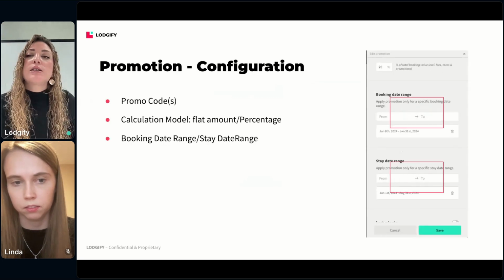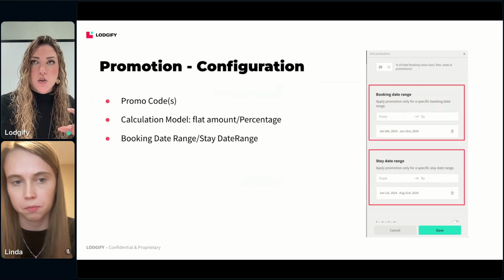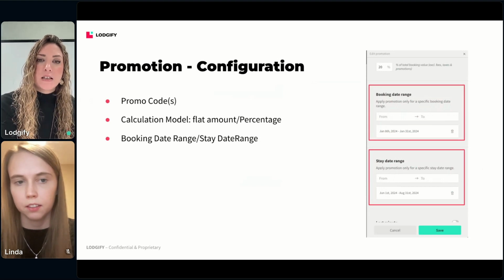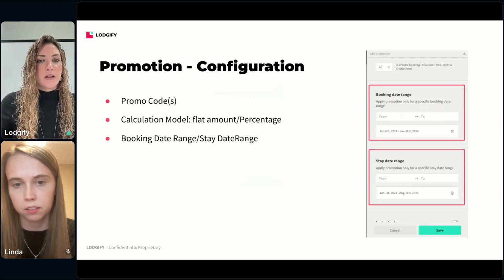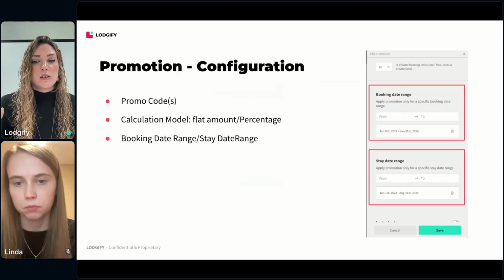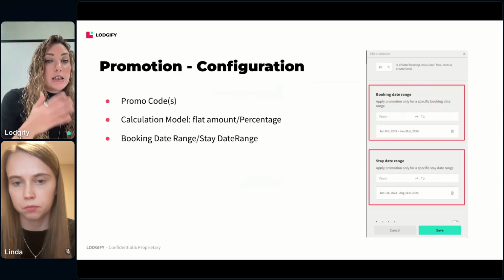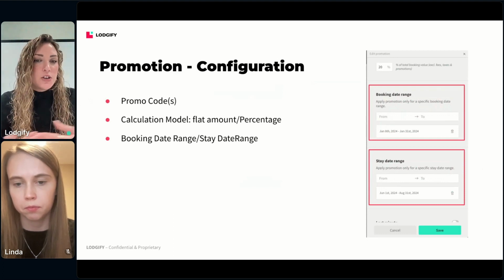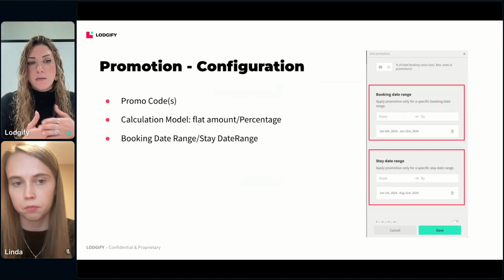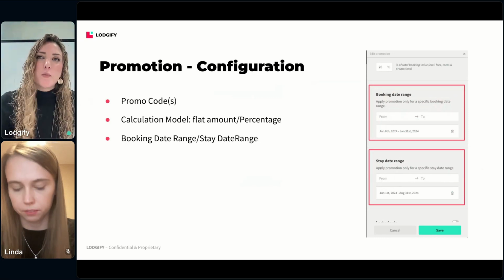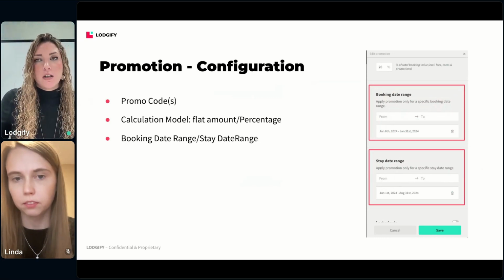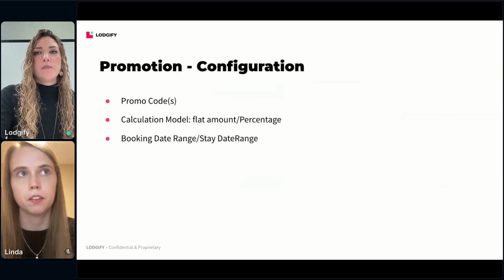Next, booking date range and stay date range. These are different settings. So booking date range refers to the dates that the booking is created, when the booking is created. It is not related to the stay, so to the check-in and check-out date. So if the booking is created within this date range, then the promotion applies. Stay date range instead refers to the actual check-in and check-out dates. You can activate them both at the same time, but they will both have to be met by the booking in order for the promotion to apply. Okay, so booking date range, when is the booking created? Stay date range is when is the guest going to stay.